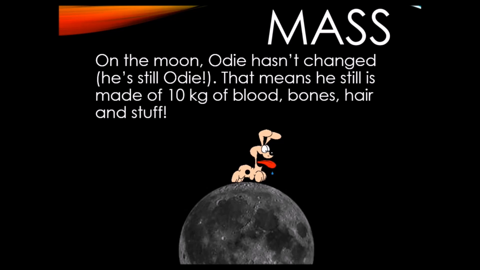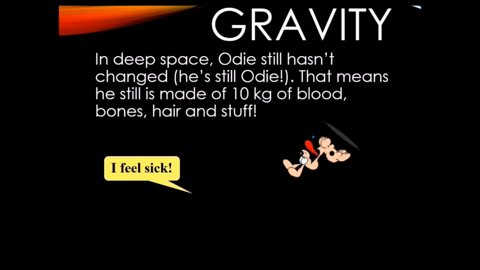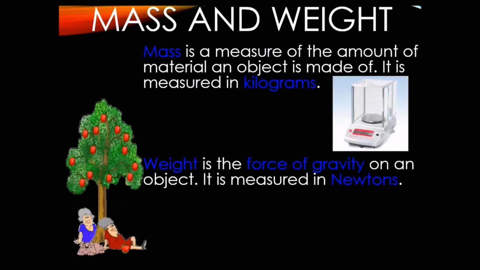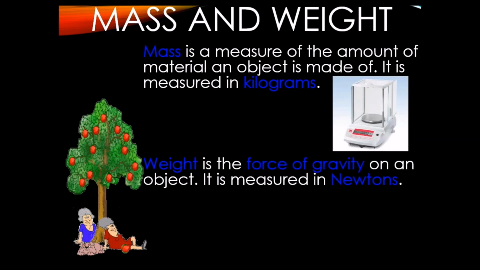So if he goes to the moon, Odie hasn't changed. He's still Odie. That means he still has a mass of 10 kilograms of blood, bone, hair, and stuff. So if Odie goes to space, he still hasn't changed. He's still made of 10 kilograms of blood, bones, hair and stuff. Okay, so mass is the measure of how much material you have. It's measured in kilograms. And weight is the force of gravity on the object, and it's measured in newtons.